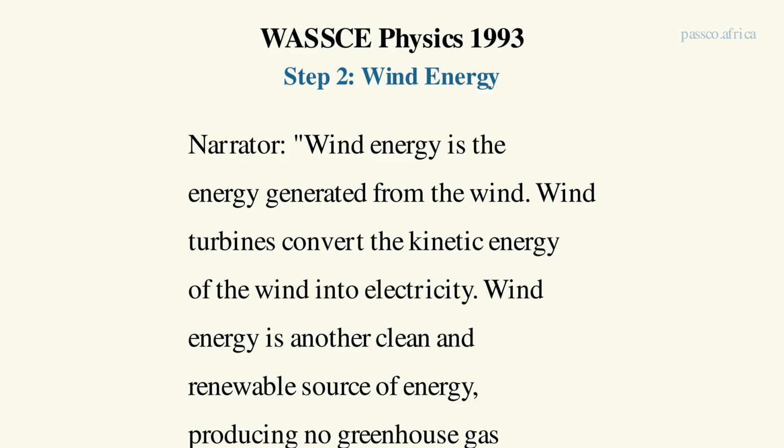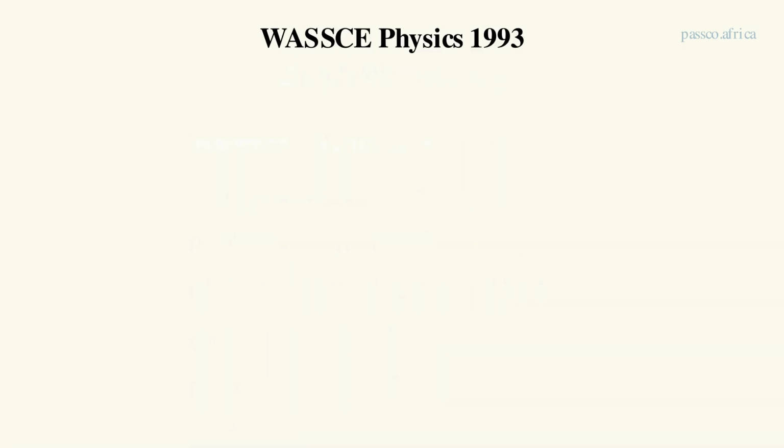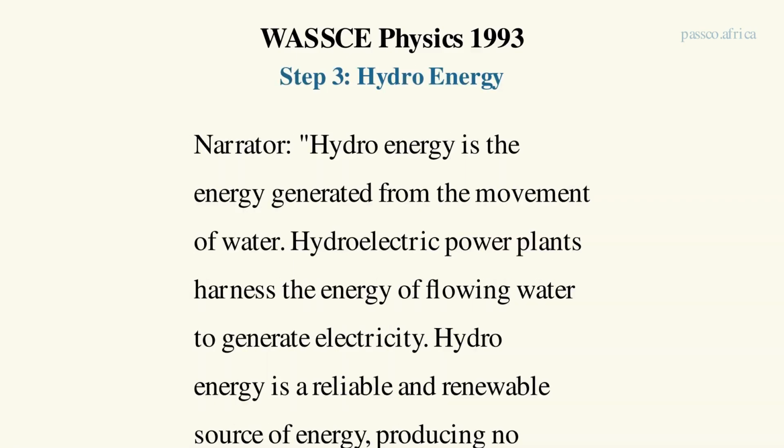Step 3. Hydro energy. Hydro energy is the energy generated from the movement of water. Hydroelectric power plants harness the energy of flowing water to generate electricity. Hydro energy is a reliable and renewable source of energy, producing no greenhouse gas emissions or pollution.